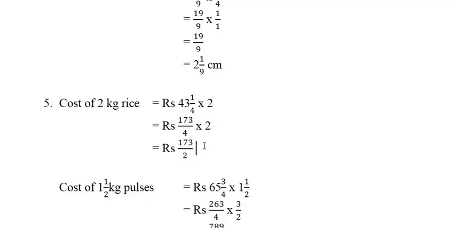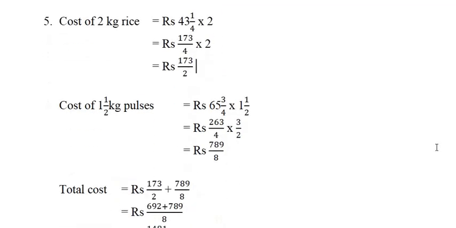Ultimately, this 2 will simplify this. 2 2s are 4. Now you know this, I don't have to explain this in great detail. Now we have to take out the cost of 1.5 kg pulses. Ultimately it will be 789 by 8.